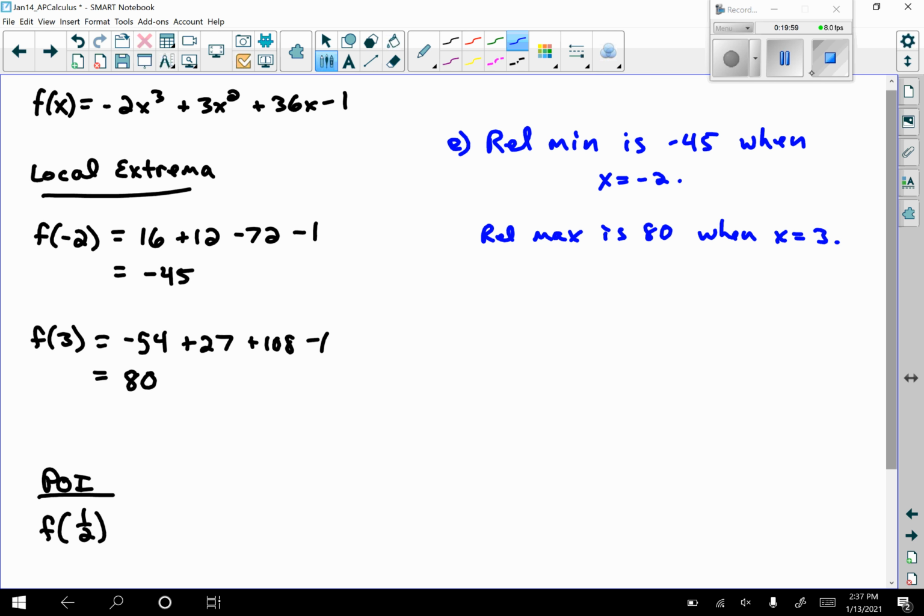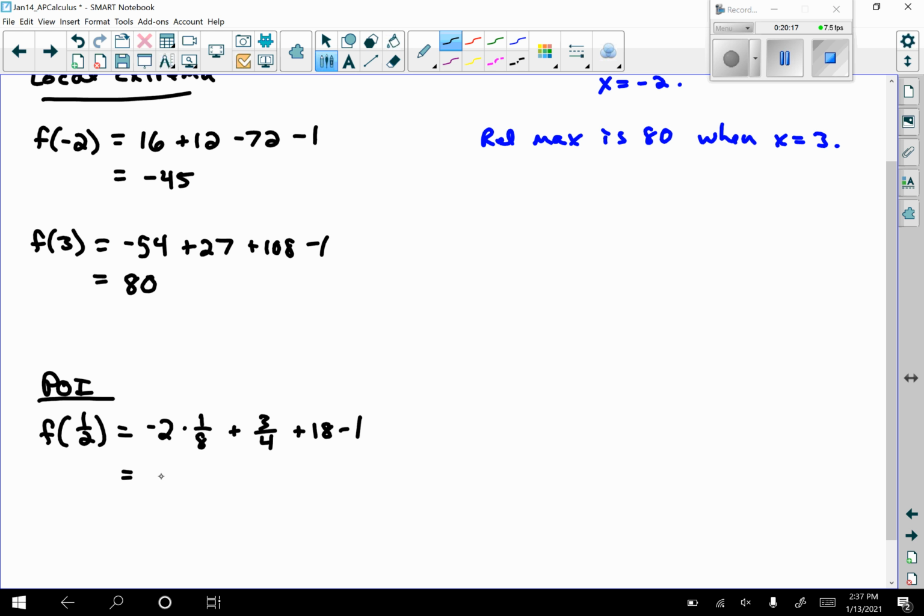All right, let's calculate f of 1/2. We're still going to do this without a calculator. We're going to get -2 times 1/2 cubed, which is 1/8, plus 3 times 1/4 here when we square 1/2, so we'll say plus 3/4. Half of 36 is 18 minus 1. So we get -1/4 plus 3/4 plus 17. So we get 2/4 or 1/2 plus 17, so we can say 17.5 or 35 halves.